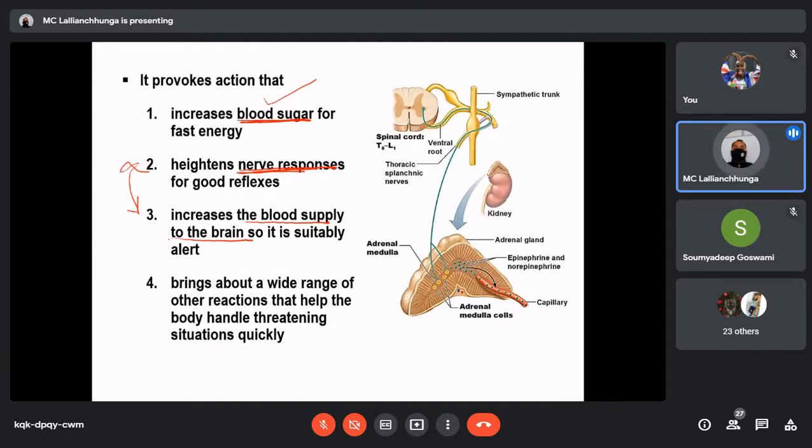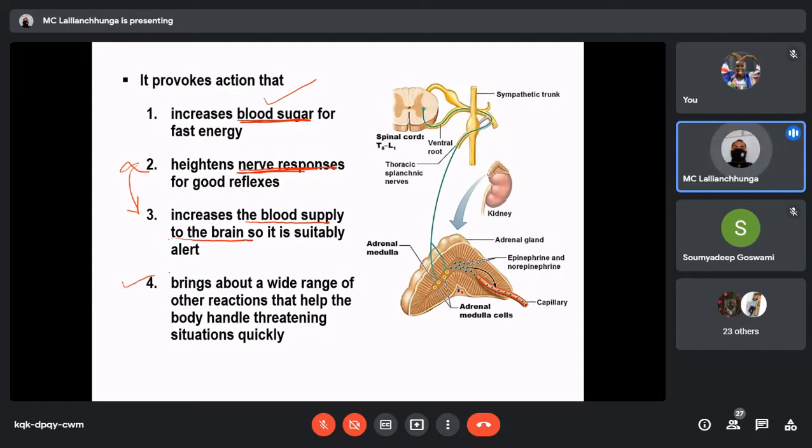More blood will flow to the digestive tract, so your brain will have a low blood supply. Okay, so you'll be feeling sleepy also. But when you are having sudden fear, when something is wrong, your blood supply to the brain will increase. So your mental alertness will be increased, and that will heighten the nerve responses to the situation also.